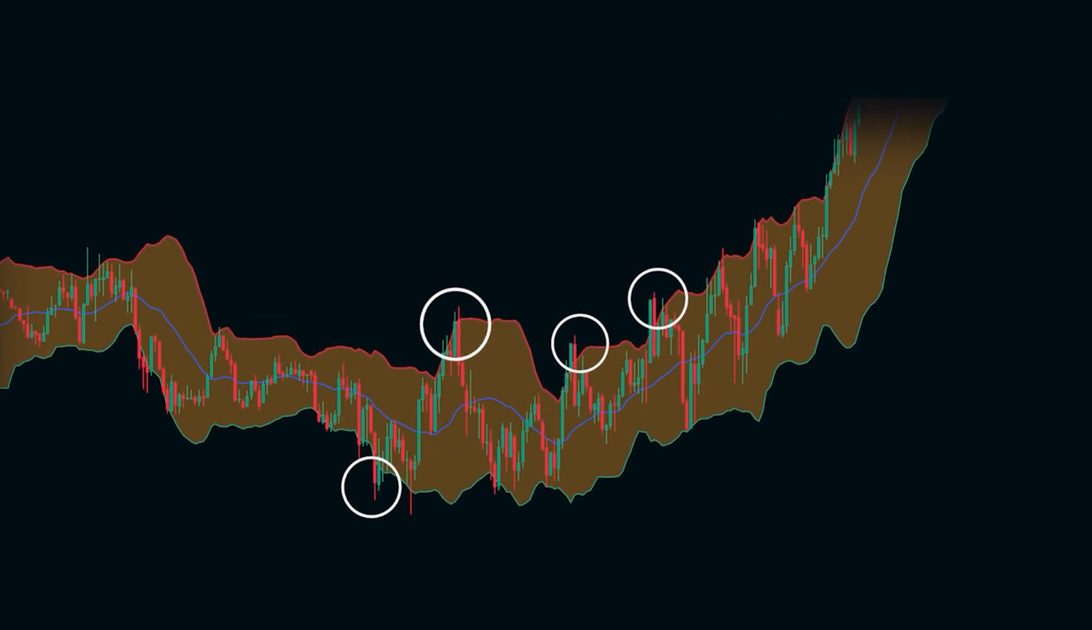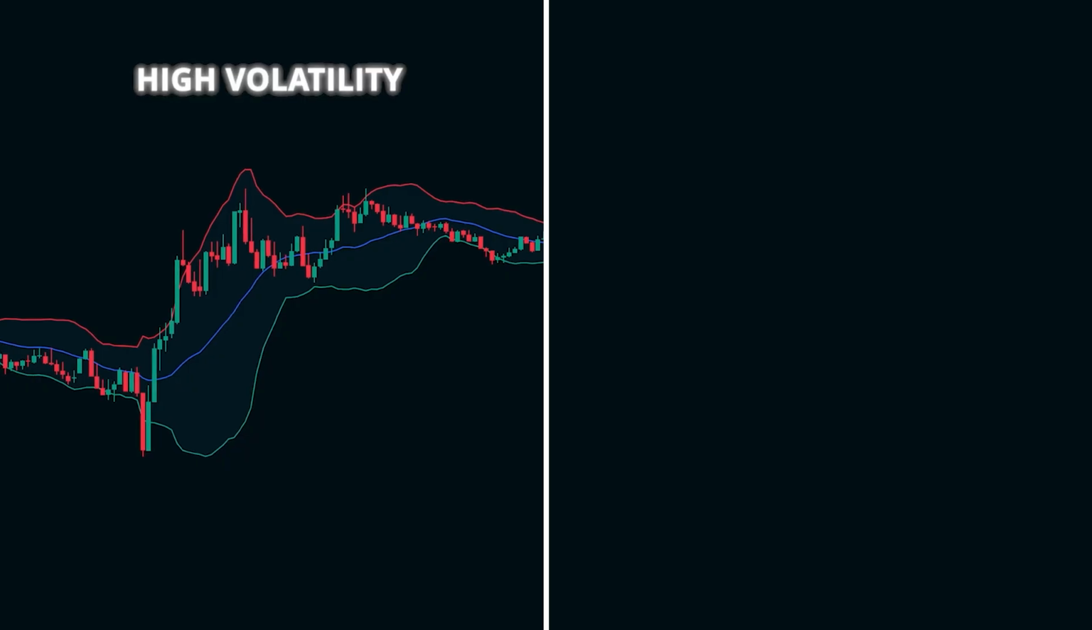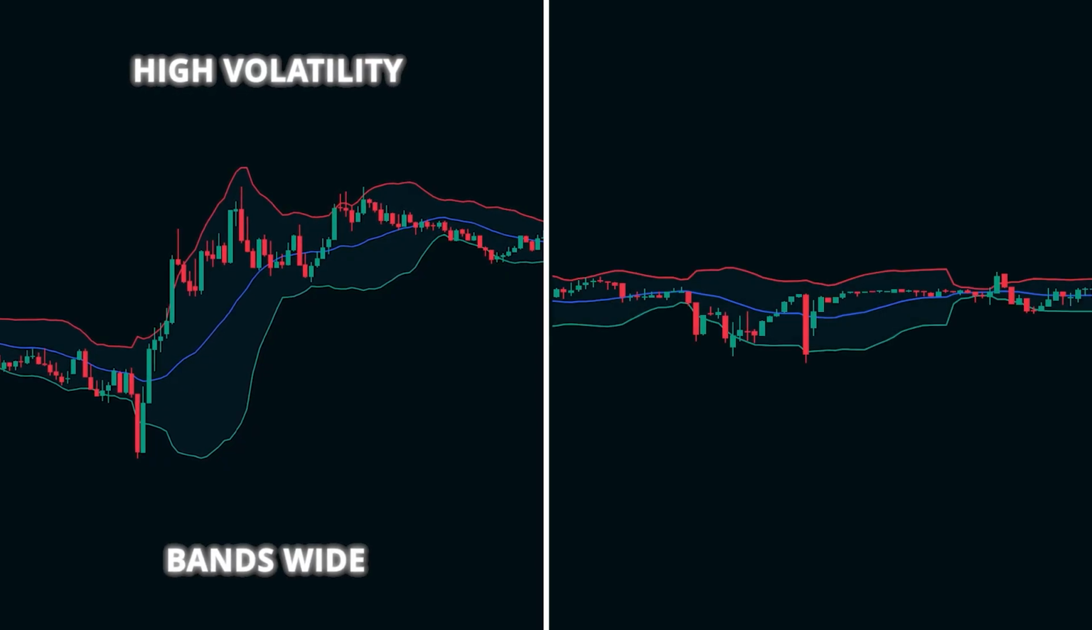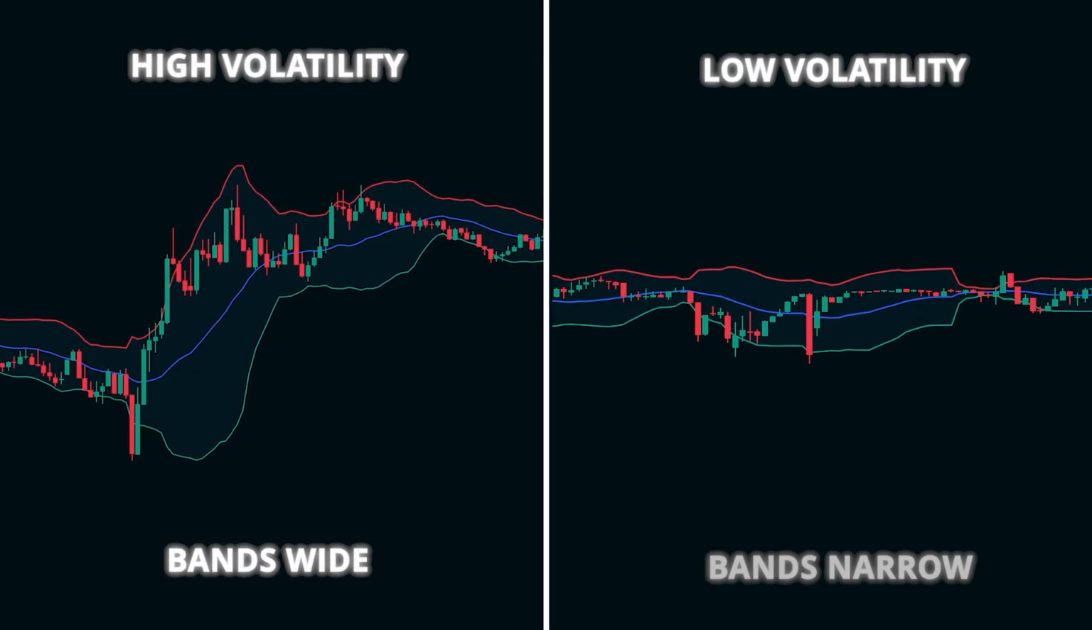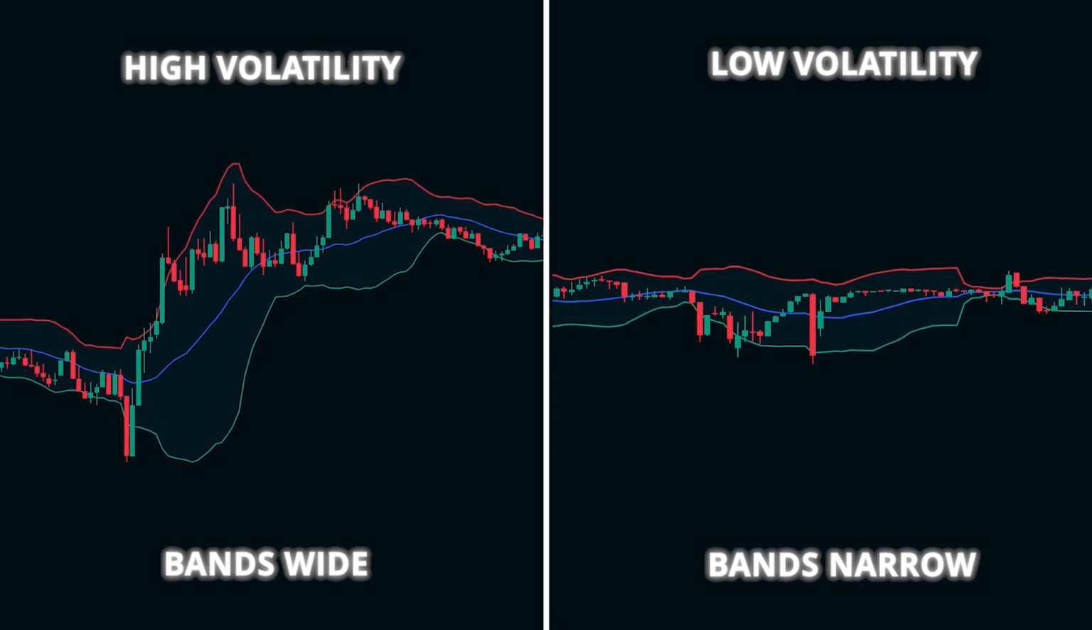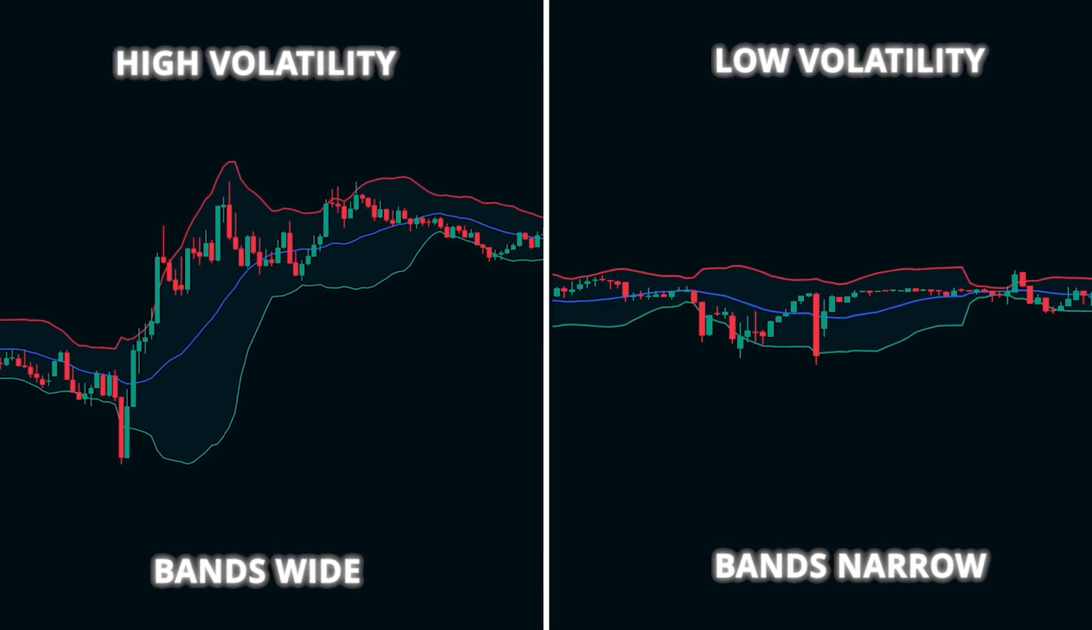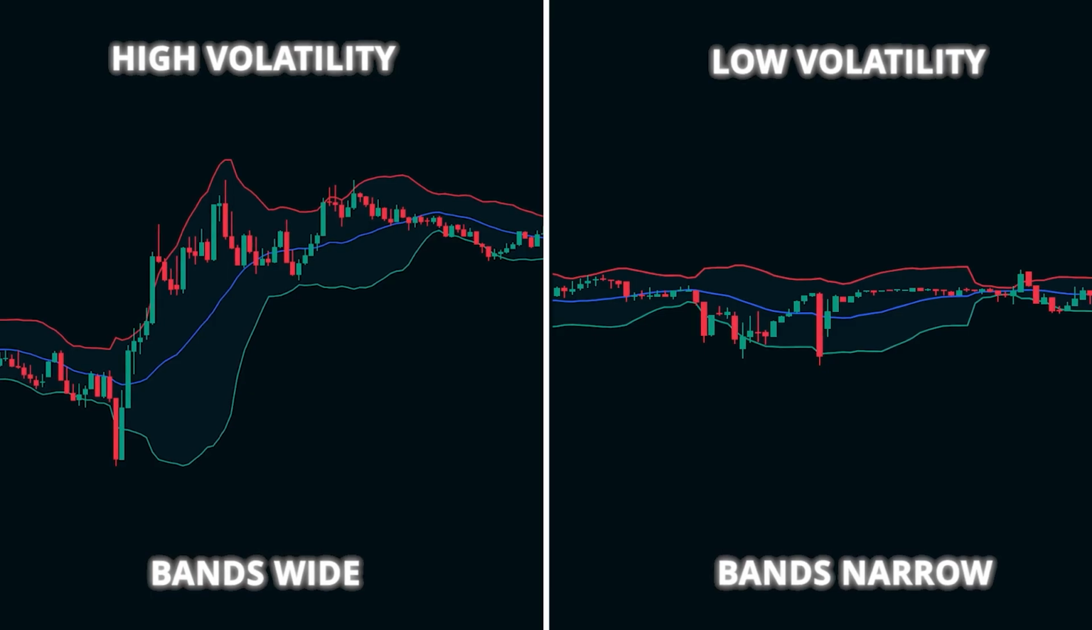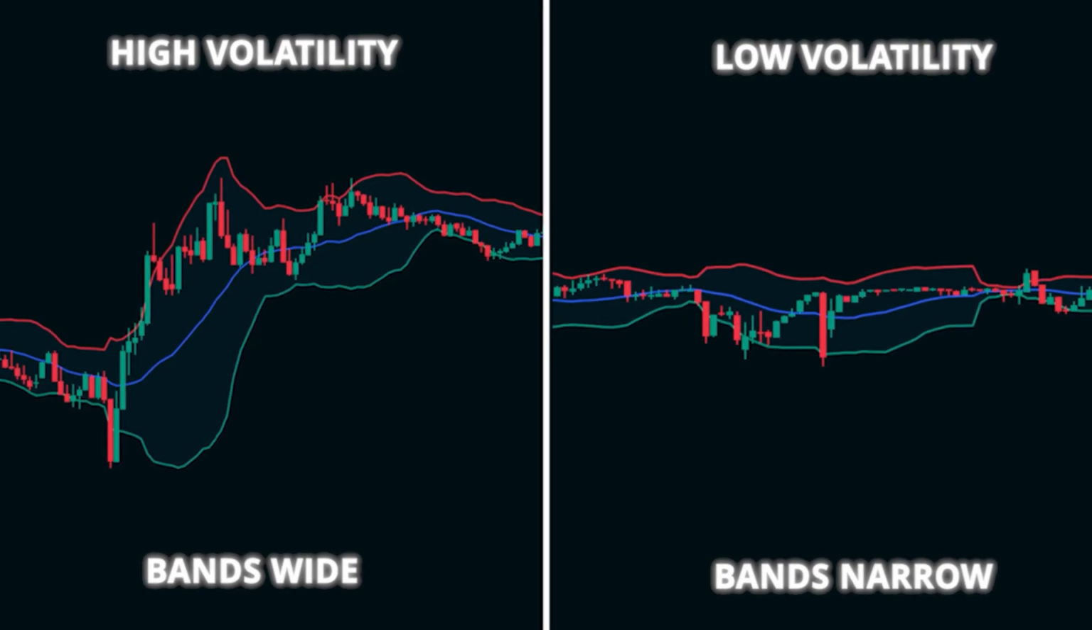Here is the most important concept in this entire video. The bands expand and contract based on market volatility. When the market is moving quickly and volatility is high, the bands widen. When the market is calm and volatility is low, the bands contract and become narrow. No other widely used indicator shows you volatility directly on the price chart in this way. This is what makes Bollinger Bands unique.